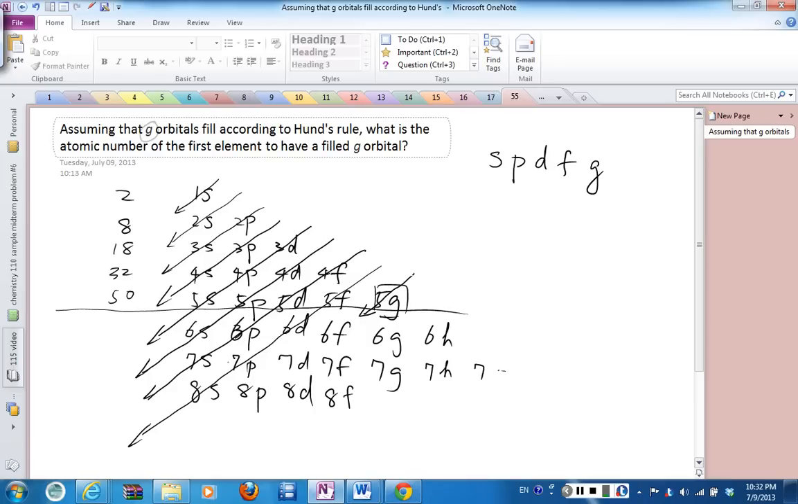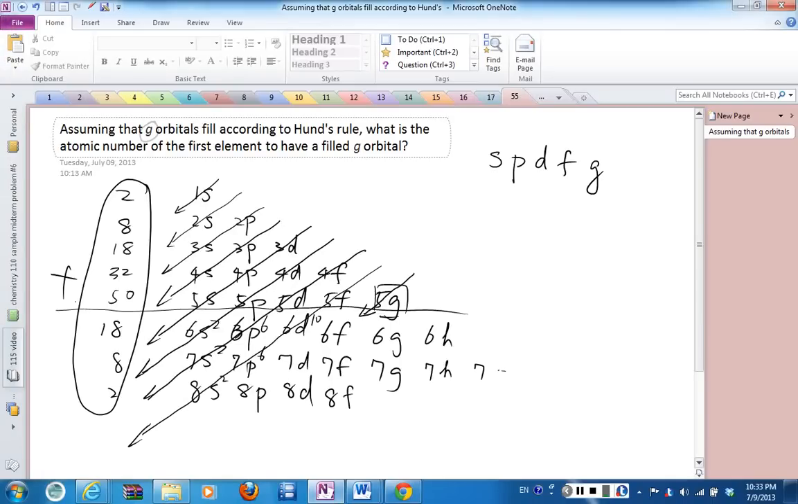And then 6, 7, and 8 are all partially filled. So let's see how many electrons we need to put there before we get to 5g. 6s is filled, that's 2. 6p is filled, that's 6. 6d is filled, that's 10. So it's a total of 18 electrons. 7s is filled, 7p is filled, total of 8 electrons. 8s is filled, 2 more electrons. So these are all the electrons that we need to fill the orbitals all the way up to the first g orbital, 5g.